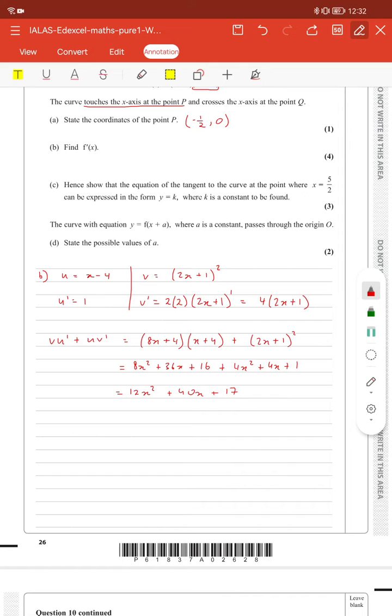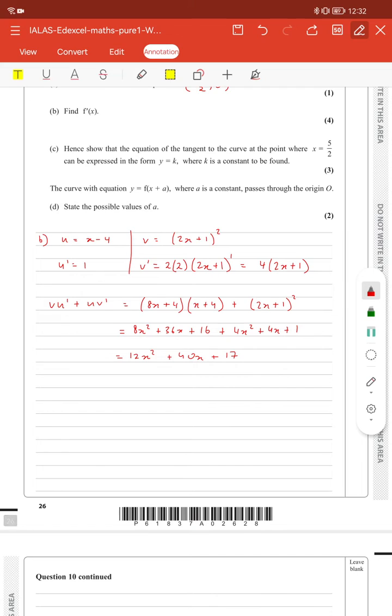Hence show that the equation of the tangent to the curve at the point where x equals that can be expressed in that form. Okay, so if we say the gradient when x equals 5/2, what we're going to do is substitute that in. So we're going to get 12 times 5/2 squared plus 40 times 5/2 plus 17. That's going to equal.